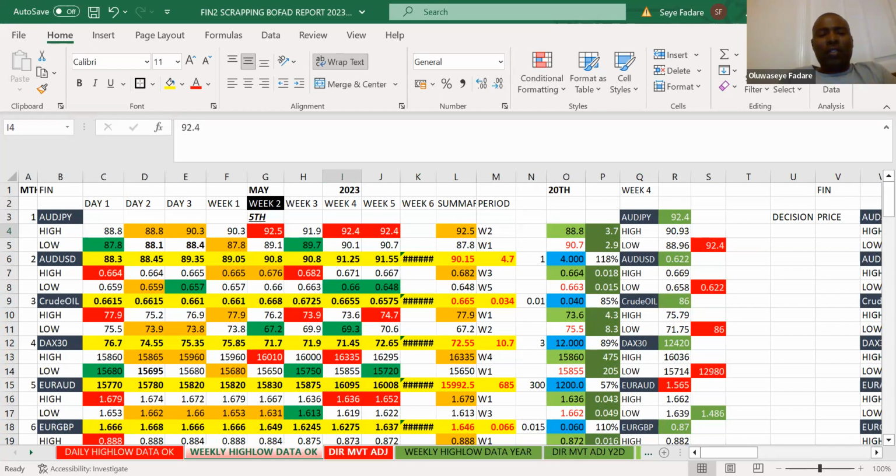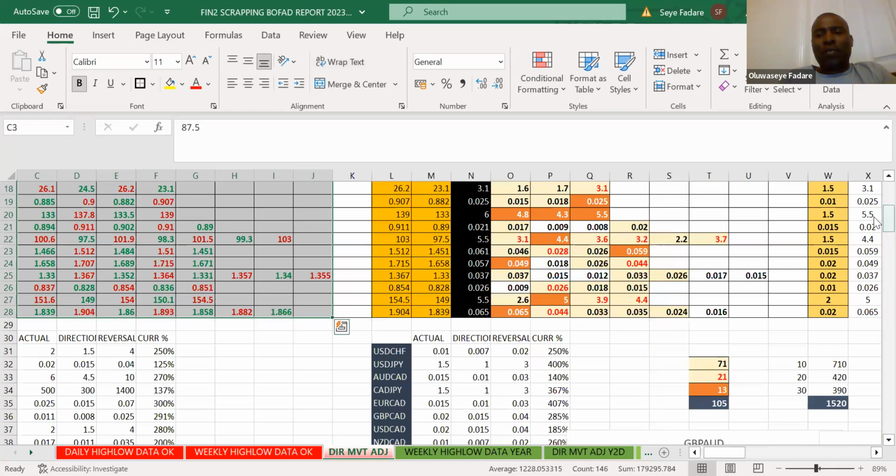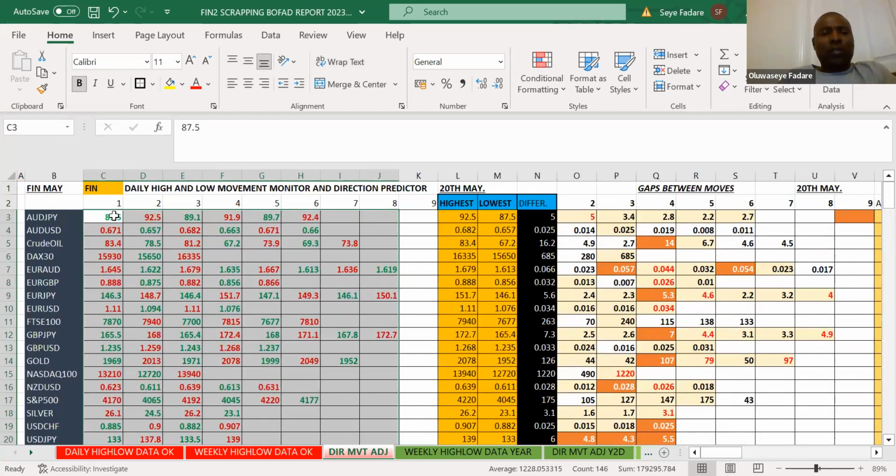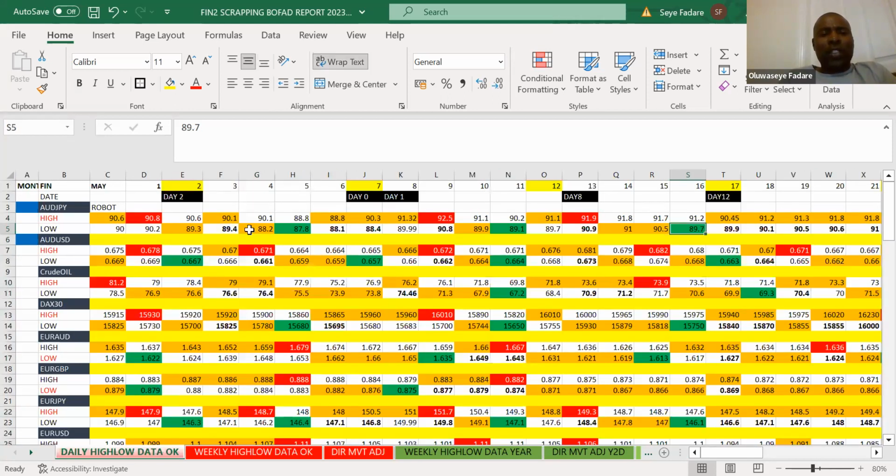And finally, we have this report, which I call the direction movement adjustment. This is where the red and the green now come into play. That point only considers the red and the green positions.